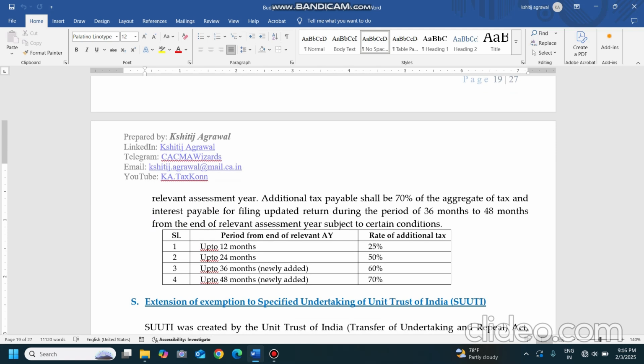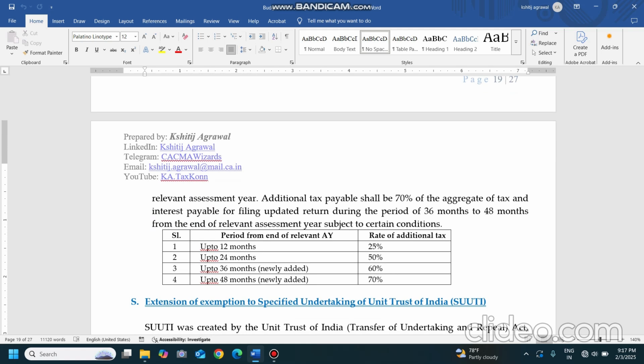And the additional tax rates were 25% if we are filing the return up to 12 months from the end of the assessment year, and 50% if we are filing in up to 24 months but after 12 months from the end of the relevant assessment year. Now they have made changes. 36 months and 48 months, two other criteria have been added over here. You can file the updated return up to 4 years from the end of the relevant assessment year.